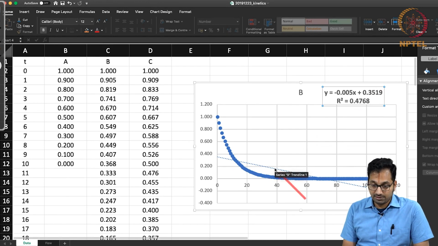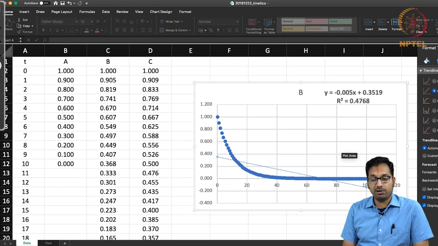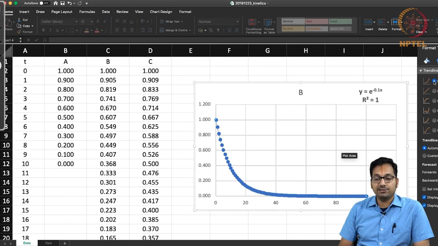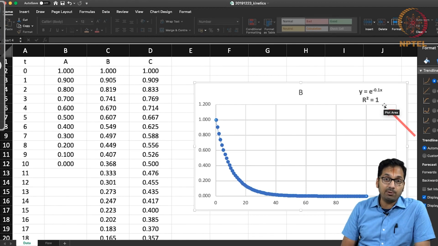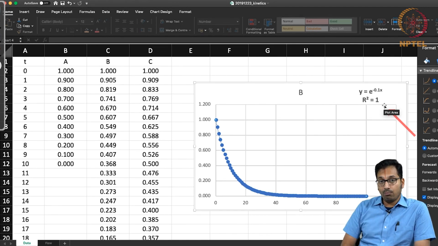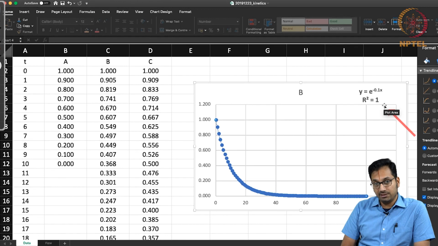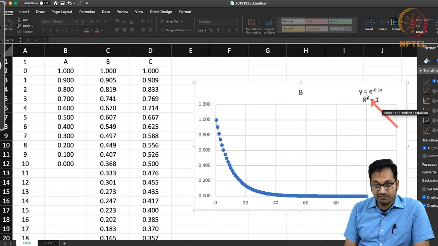So instead of doing this, why don't we try to take a look at what other models are possible? Let's try to fit it to an exponential and let's see what happens. To fit it to an exponential, suddenly what you are able to see is that y is equal to e power minus 0.1 times x, where the r square goes to 1. So this could indicate, it's not a linear fit, it's actually an exponential fit. If you recollect a moment back, we just said for the first order reaction, A is equal to A naught times e power minus k times t. So therefore, this nicely fits into the equation.